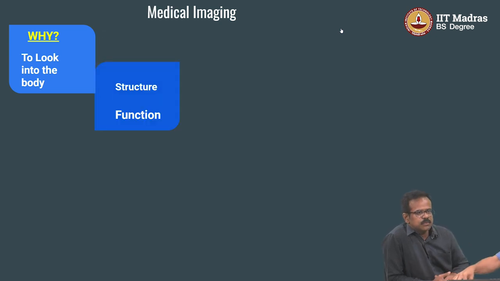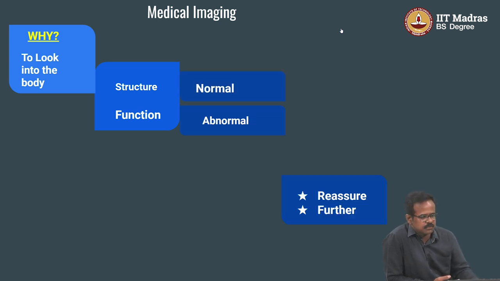So by looking into the body, what do we want to see? We want to see the structure, what we call anatomy, inside the body, how it is altered in disease status. Not only that, how it functions. It is very, very difficult to achieve this, to accurately understand the structure as well as the function. But we are making an attempt through imaging, which is giving more and more opportunities.